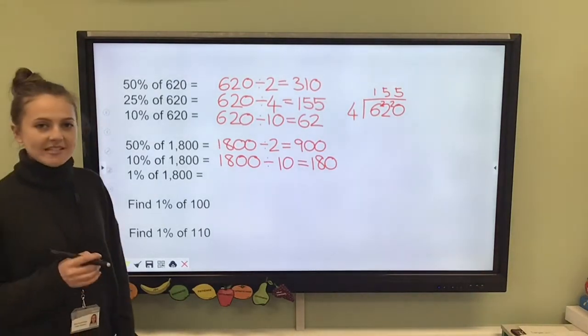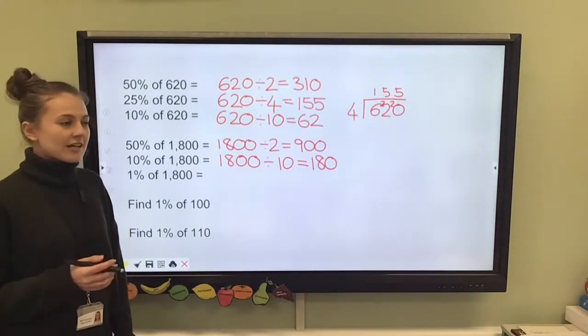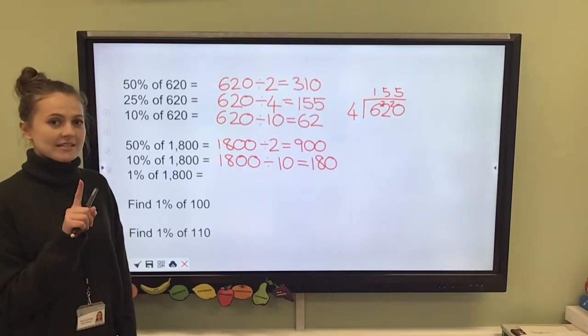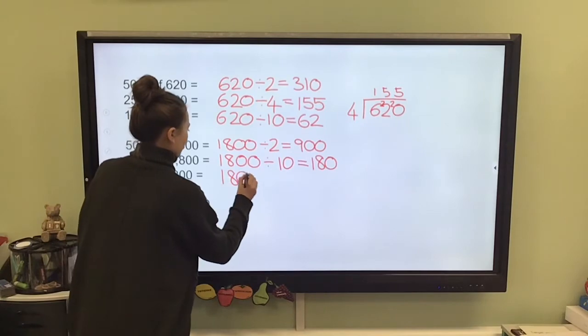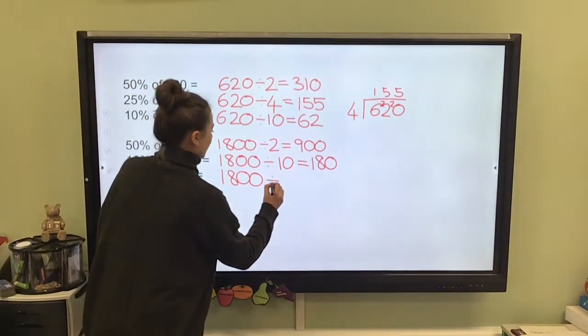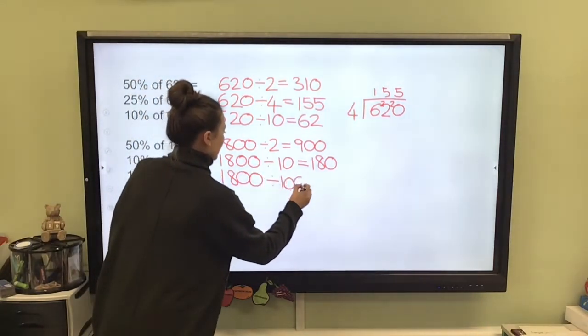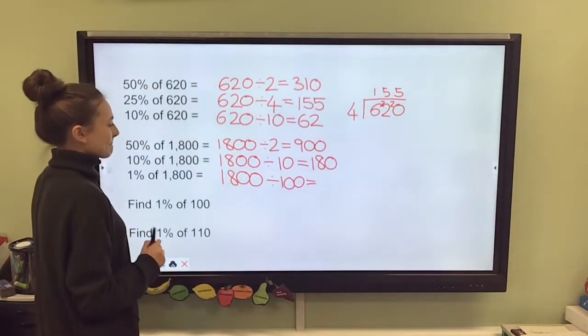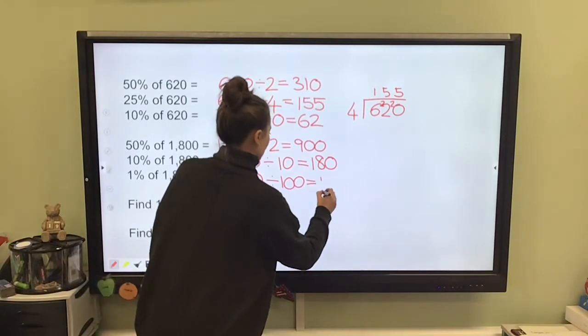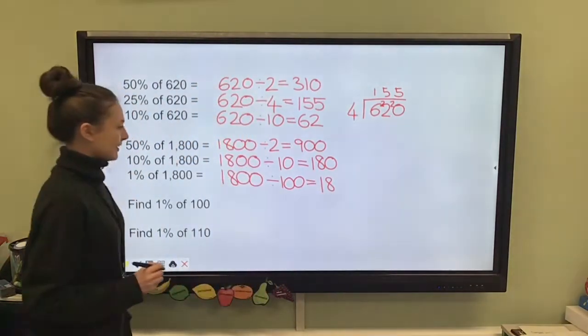And now to find 1% of 1,800. Okay, so I know that percentages are out of 100. So if I'm trying to find 1%, then I need to divide by 100. Okay, so 1,800 divided by 100. Okay, you need to be careful of your place value here. So divided by 100 would give me 18.